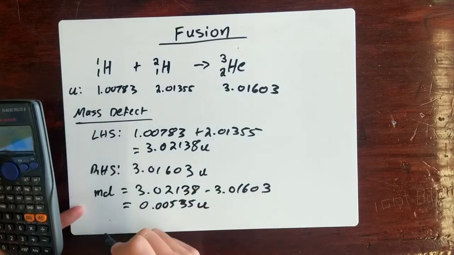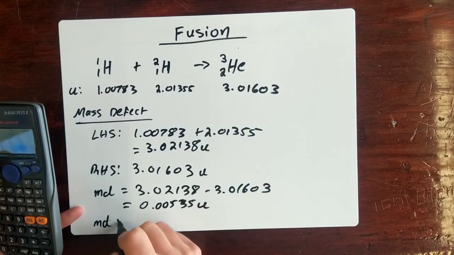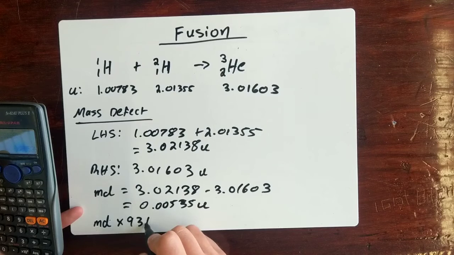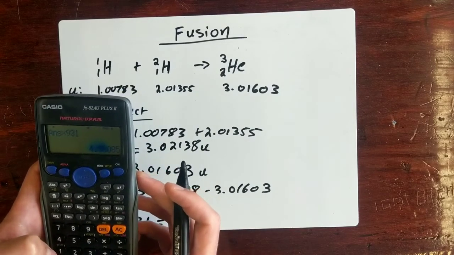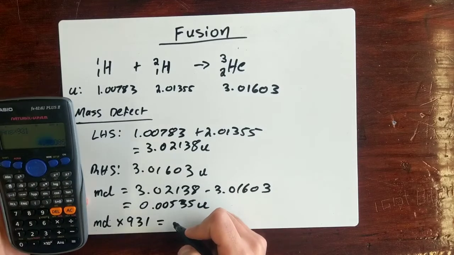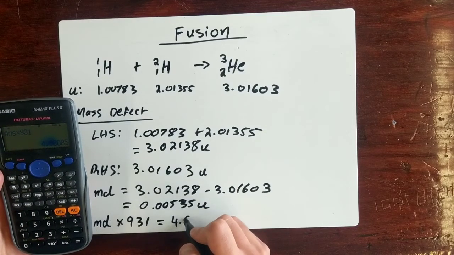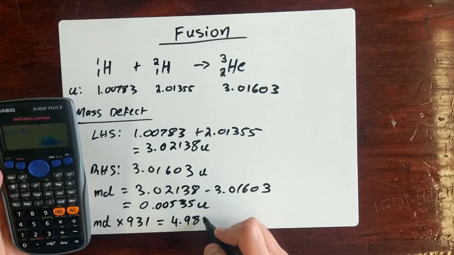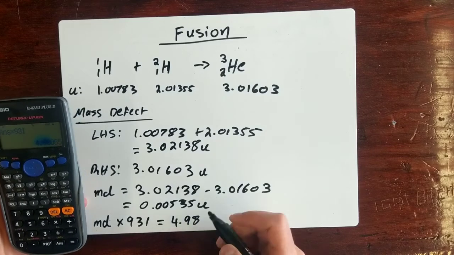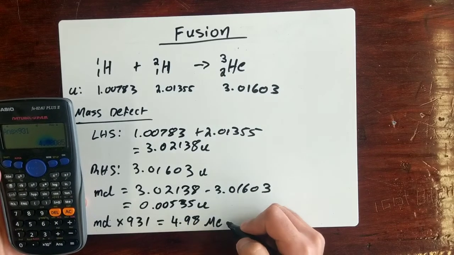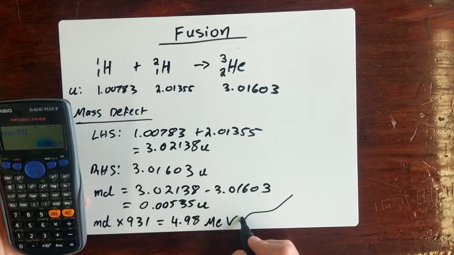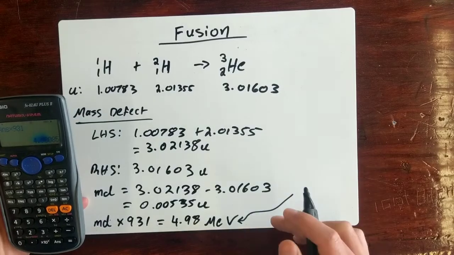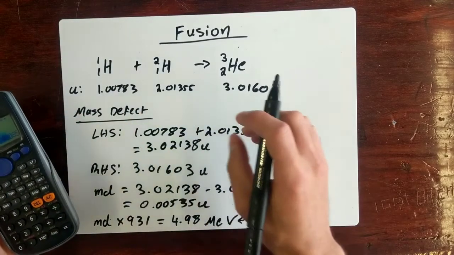We can then multiply the mass defect by 931, and we get that that would equate to an energy of 4.981, and let's round that to 4.98 mega electron volts. That is the energy that is released in this reaction.